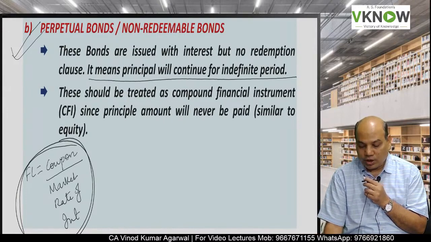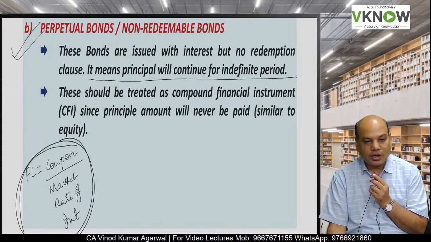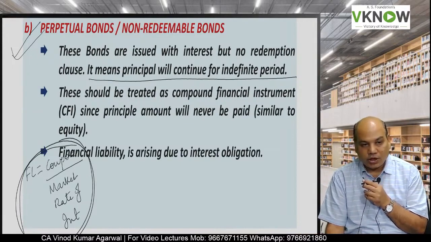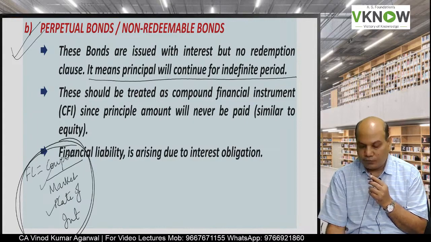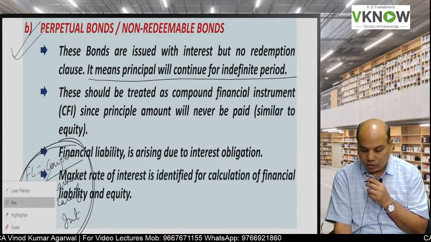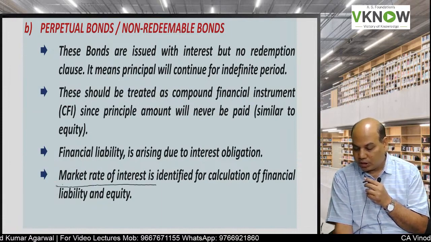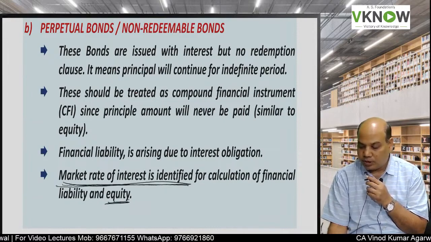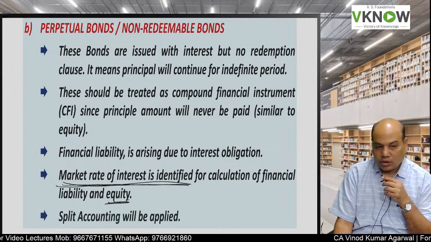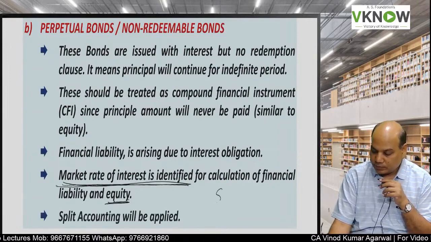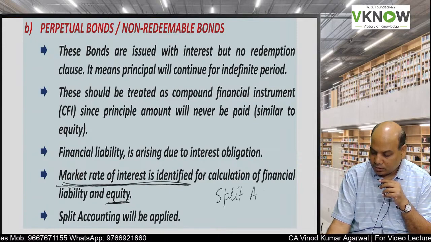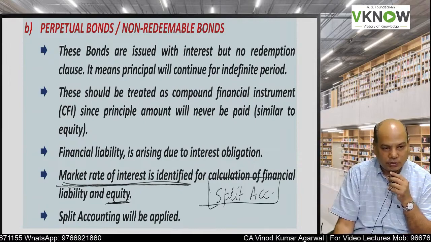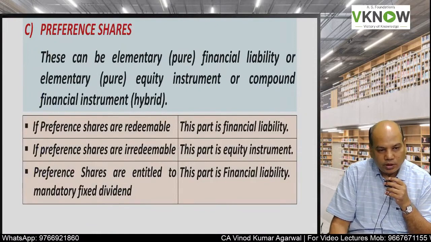So perpetual bond can be just a financial liability, or it can be a hybrid instrument which may contain equity also. So financial liability is the present value of the future interest payment. If there is a difference between the fair value and the present value of the future interest payment, then that portion will be treated as equity. Here split accounting is applied. Split accounting means we will have to find out how much is the financial liability, how much is the equity. So this is how perpetual bond will be solved.